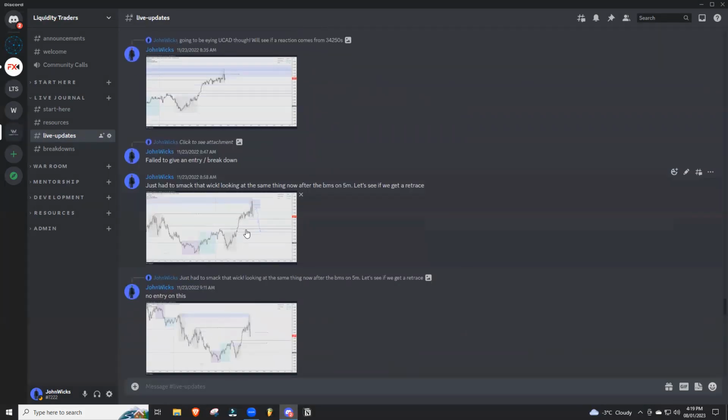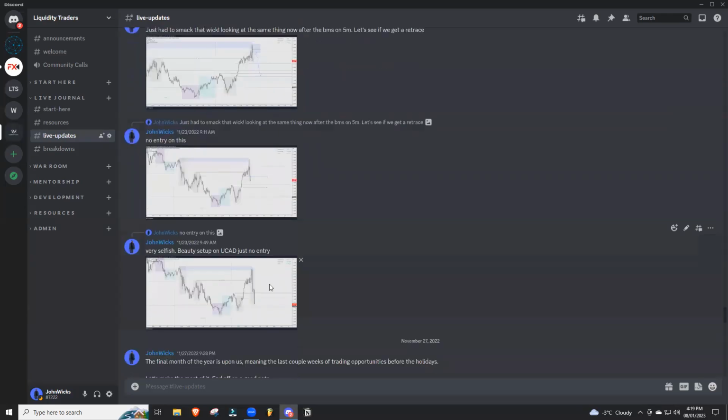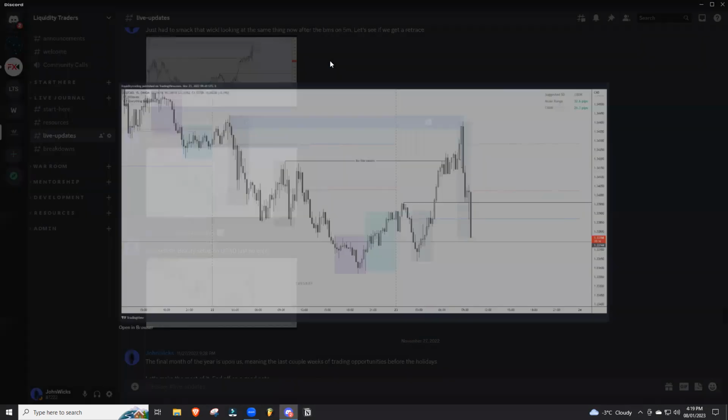You can see it didn't give an entry. And then I said, okay, now that we broke in, I'm looking at entries right there. Instead, it just died and it died down. Okay, so again, we're not going to be perfect 100% of the time. It's just the way it is, but at least you'll have me to guide you through the process and why I'm thinking that.